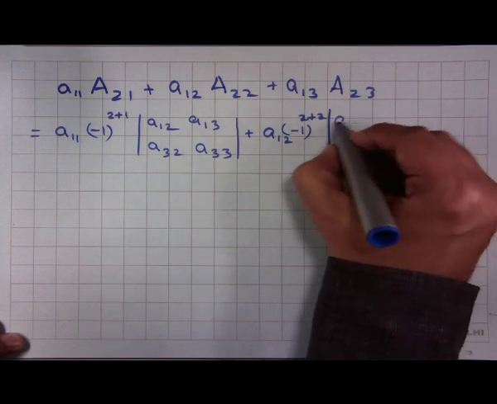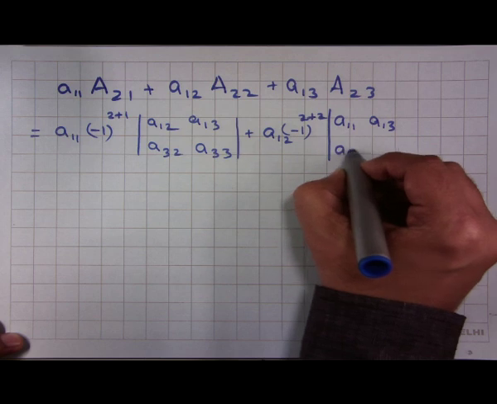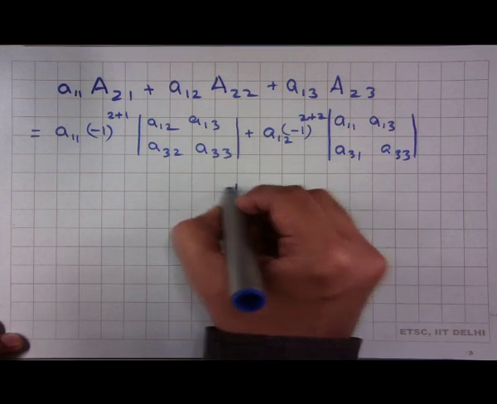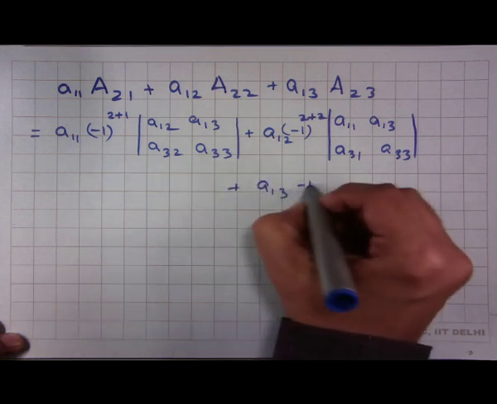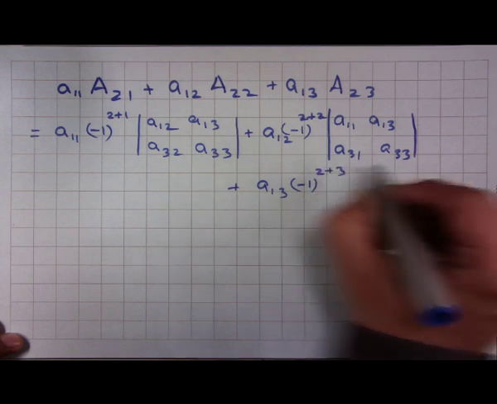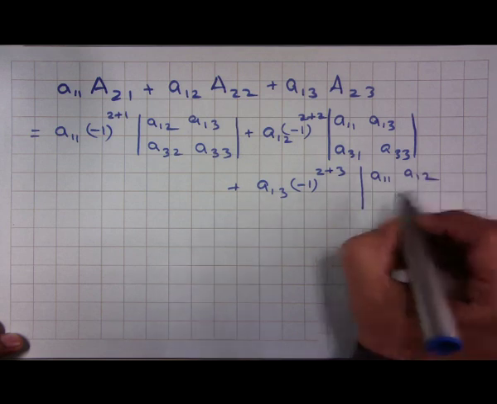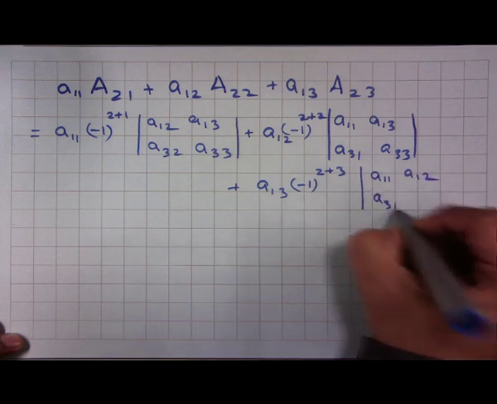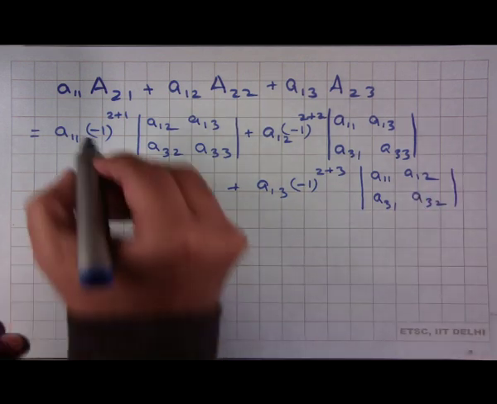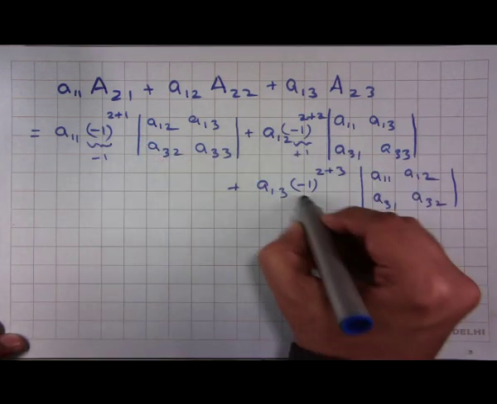So, that is A11, A13, A31, A33, and similarly the last term is going to be A13 times (-1)^(2+3) times A11, A12, A31, A32. Okay. So, this term is minus 1, this term is plus 1 and this term is minus 1.